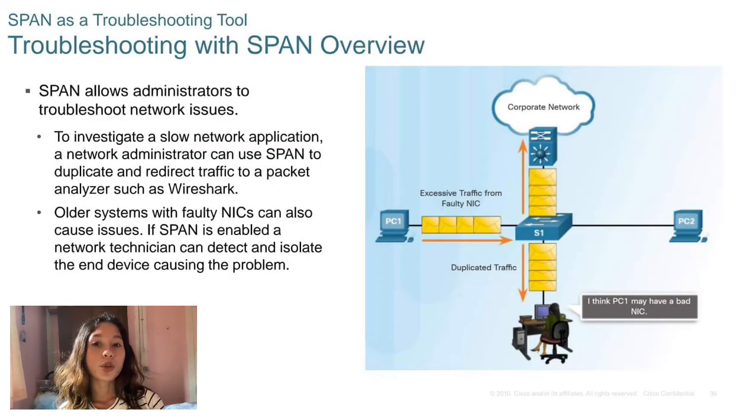SPAN as a troubleshooting tool. So, troubleshooting with SPAN overview. SPAN allows administrators to troubleshoot network issues. To investigate a slow network application, a network administrator can use SPAN to duplicate and redirect traffic to a packet analyzer such as Wireshark. Older systems with faulty NICs can also cause issues. If SPAN is enabled, a network technician can detect and isolate the end device causing the problem.